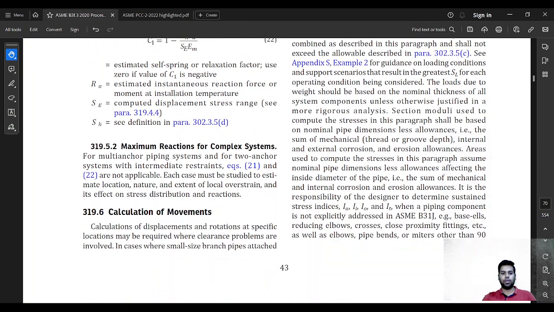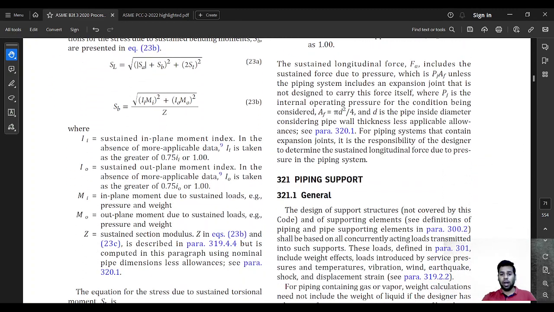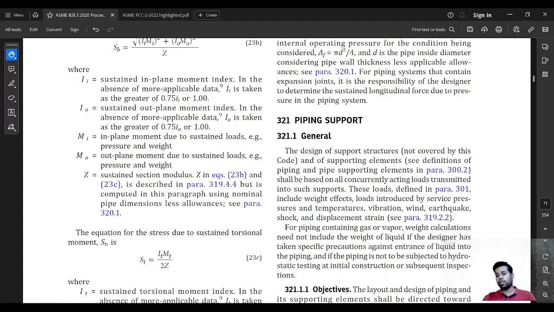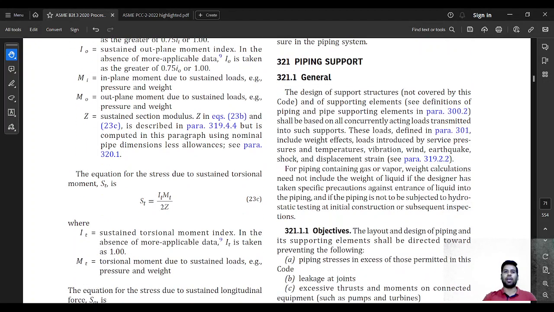Analysis of sustained loads, stress due to unsustained loads, piping supports. You can have multiple supports for a piping system. You can have braces, brackets, dead legs. You can have dummy legs. All of these are supports. Dead leg is not a support. Dummy leg is a support.